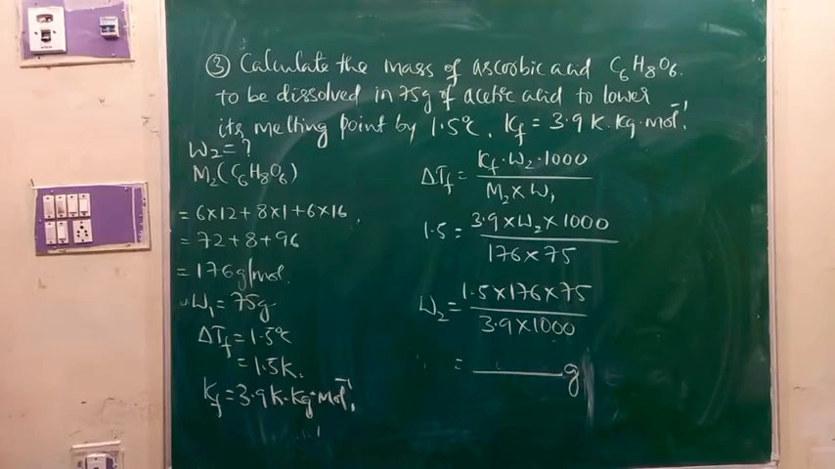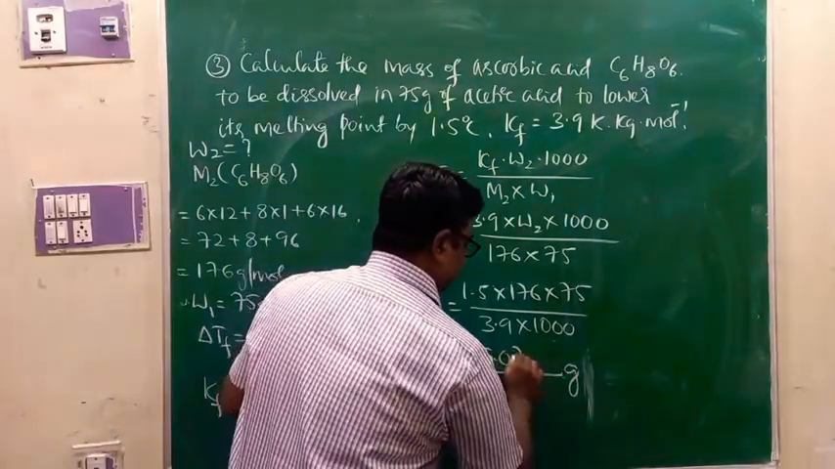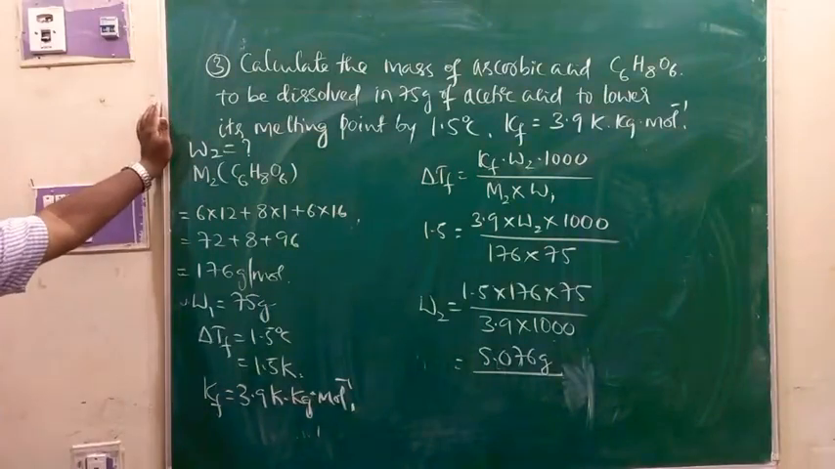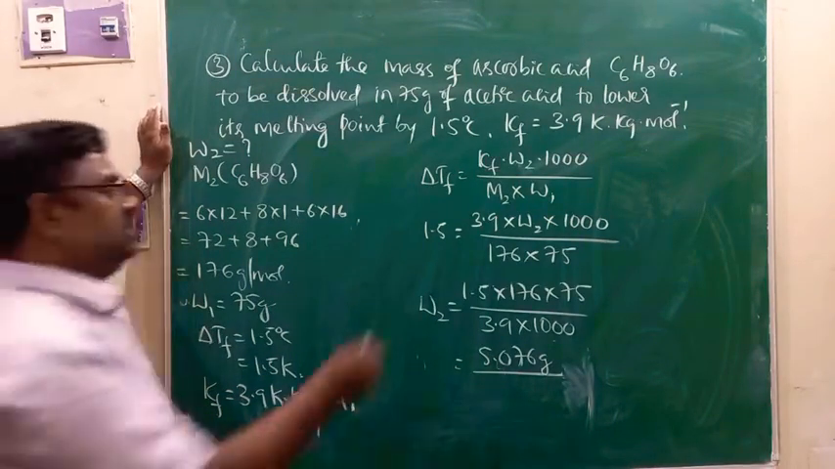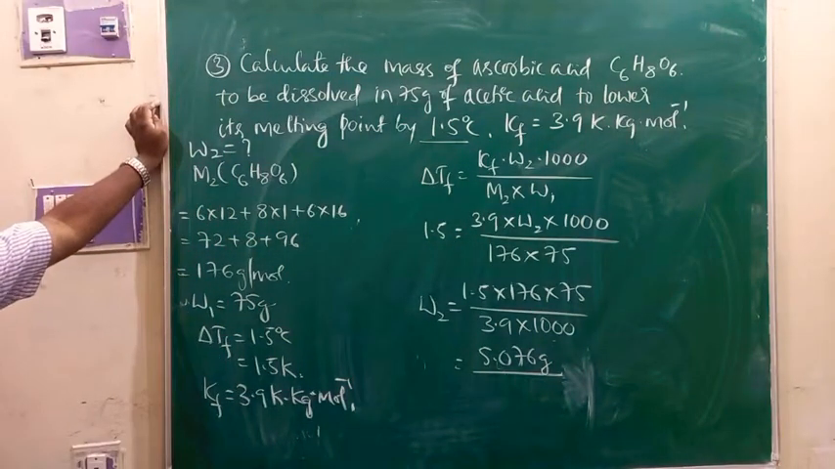Okay, that is 1.5 into 176 into 75, right? Divided by 3.9 divided by 1000. It comes out to be 5.076 grams. 5.076 grams of ascorbic acid to be dissolved in 75 grams of acetic acid, so that its melting point is decreased by 1.5 degrees Celsius, right? Note it down.